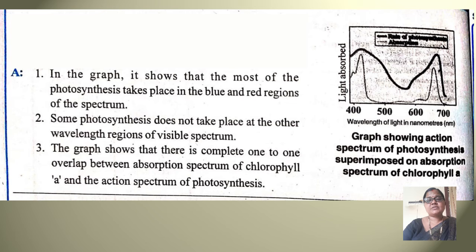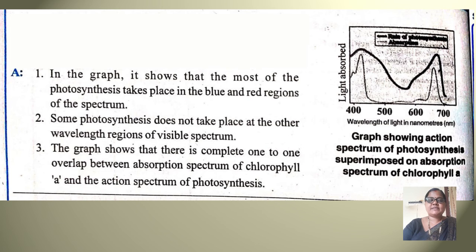This third graph shows that there is a complete one-to-one overlap between the absorption spectrum of chlorophyll A and the action spectrum of photosynthesis. So these are the three graphs about the various pigments in photosynthesis. Now I have completed the four topics of photosynthesis in higher plants.